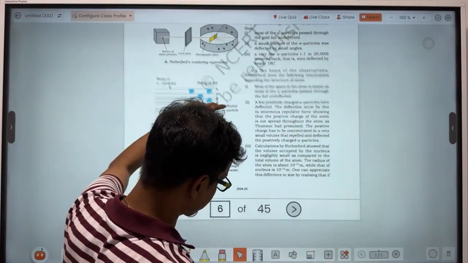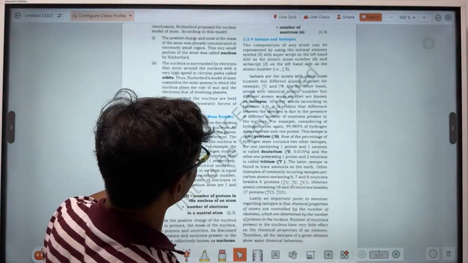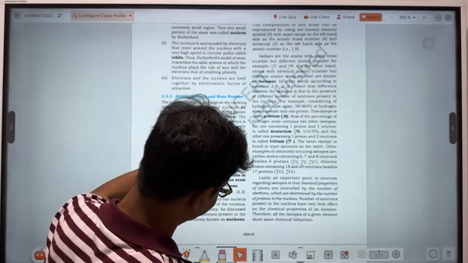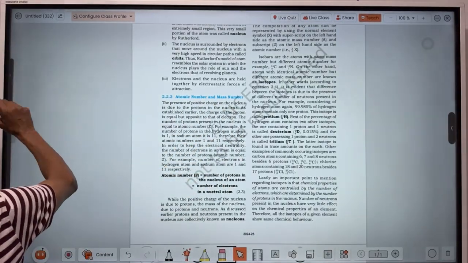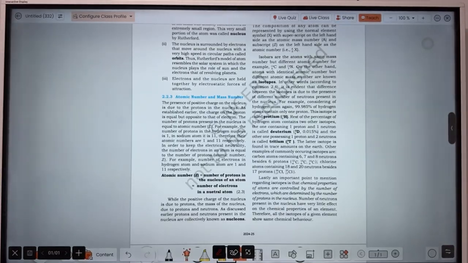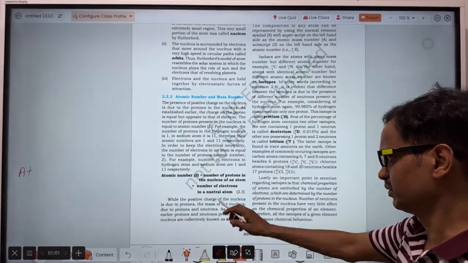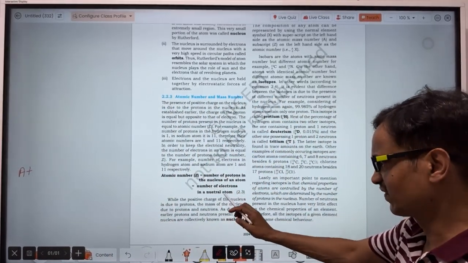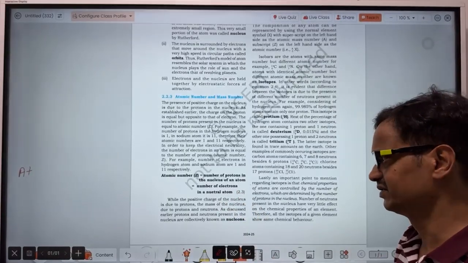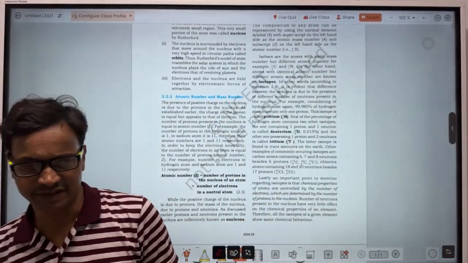Rutherford atomic model we have discussed already. Now let's see atomic number and mass number. I think all of you have studied this in class 11th or 12th. Atomic number means, as already given here, the number of protons in the nucleus of an atom, and in a neutral atom it is also equal to the number of electrons.